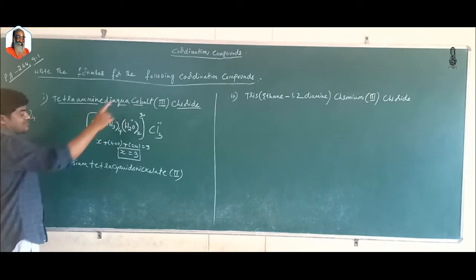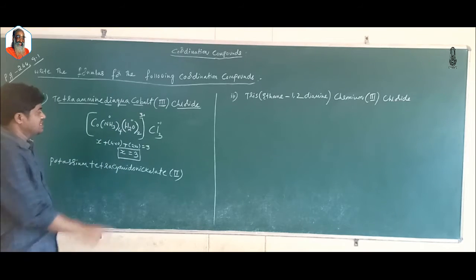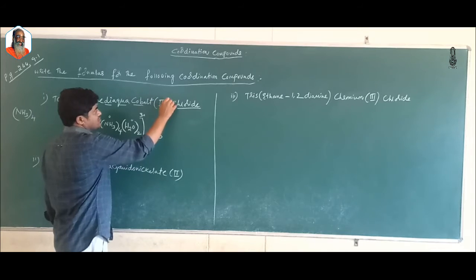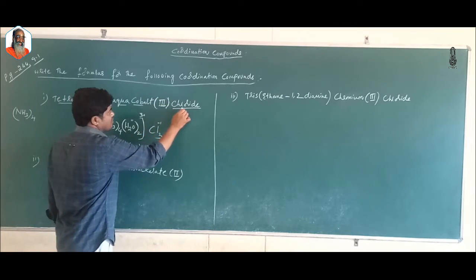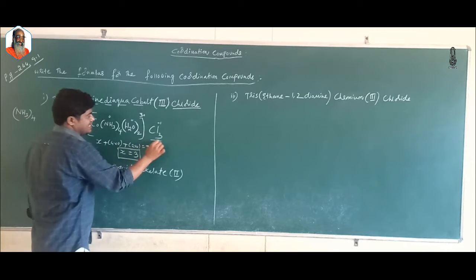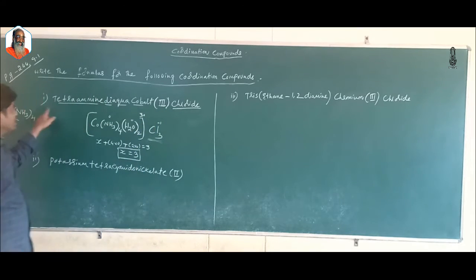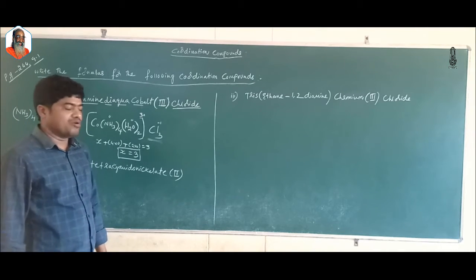The oxidation state of the cobalt is written in Roman numerals and enclosed in parentheses. Cobalt(III) chloride. The anion is named as it is. Don't write trichloride. So by looking at the name, you can write the formula very easily, but we have to practice more and more.